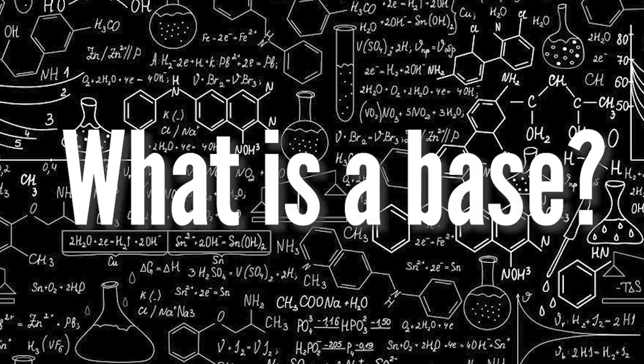39. What is a base? According to the Bronsted-Lowry theory, a base is a substance that can accept a hydrogen ion from an acid. And a base would either be negatively charged or have an unshared pair of electrons in order to form a single bond with hydrogen.